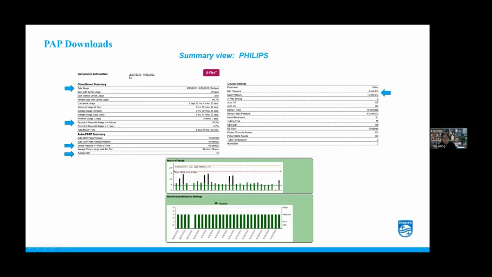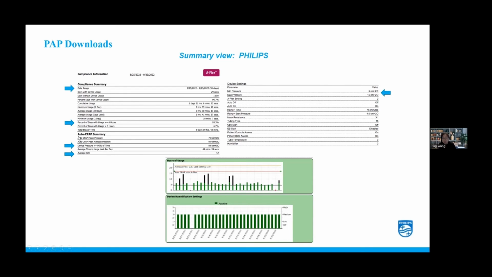Whatever time interval you view, your summary report will have the date range, so 30, 60, 90 days. It will tell you how many days the patient has used the device, how many days without device use, and the average usage statistics for all days versus the days they use it, in hours and minutes. Then the important thing for most insurance carriers is that 70% rule, right? It will tell you the percent of days with usage greater than or equal to 4 hours, and you have a percent right there.